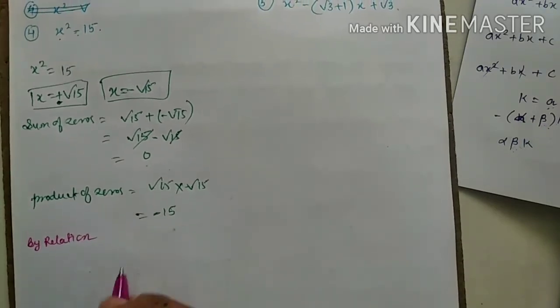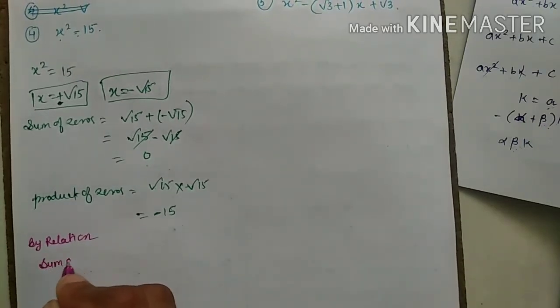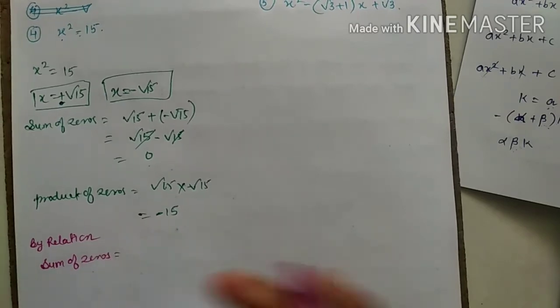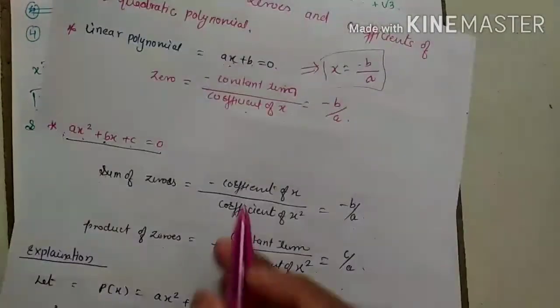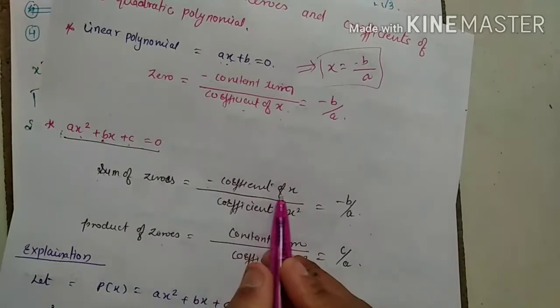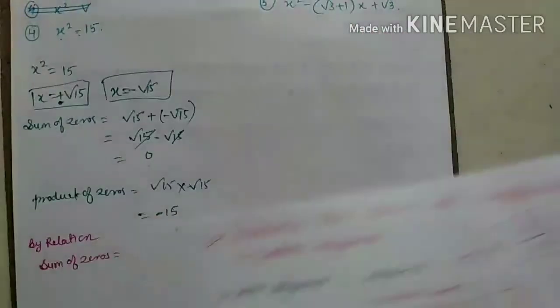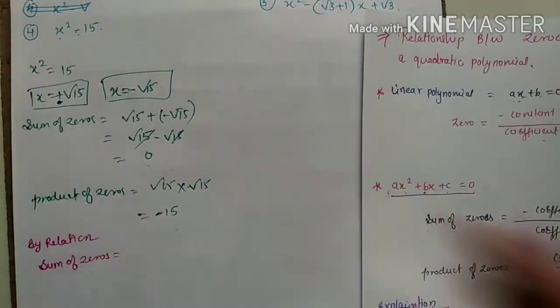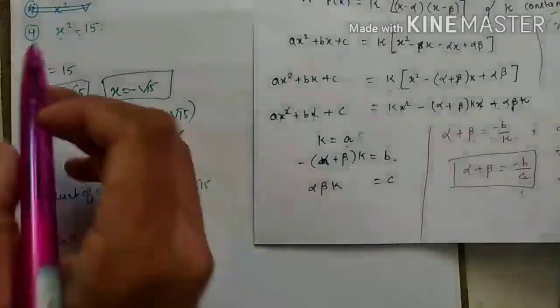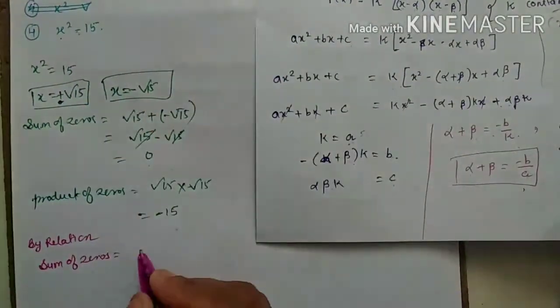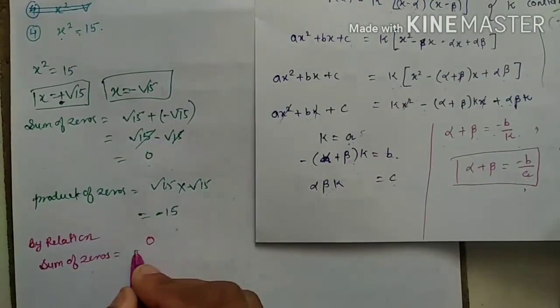What is my relation? First, sum of zeros. I am not writing the formula again and again; I am considering you are learning. Minus coefficient of x. What is my coefficient of x? Just tell me. There is nothing, so you can understand it is 0.